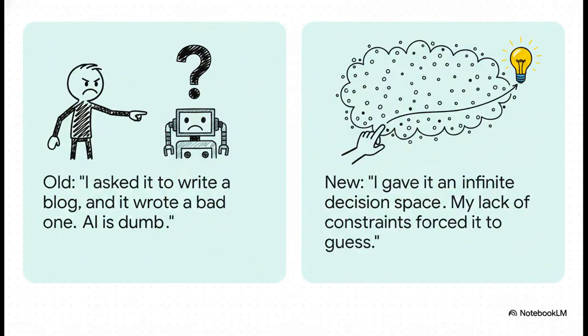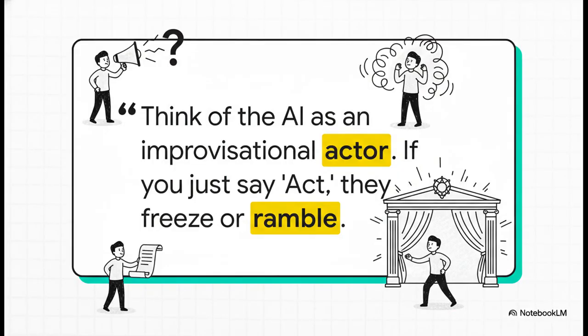Okay, this right here is the critical mindset shift we all need to make. The old way of thinking, we blame the tool. I asked for a blog post, it gave me a bad one, so the AI must be dumb. But the new way of thinking gets to the real heart of it. When you give a vague prompt, you're basically giving the AI an infinite number of choices. It's forced to guess. That generic answer isn't a failure. It's just a sign that we left a massive grounding gap that the AI had to try and fill on its own.